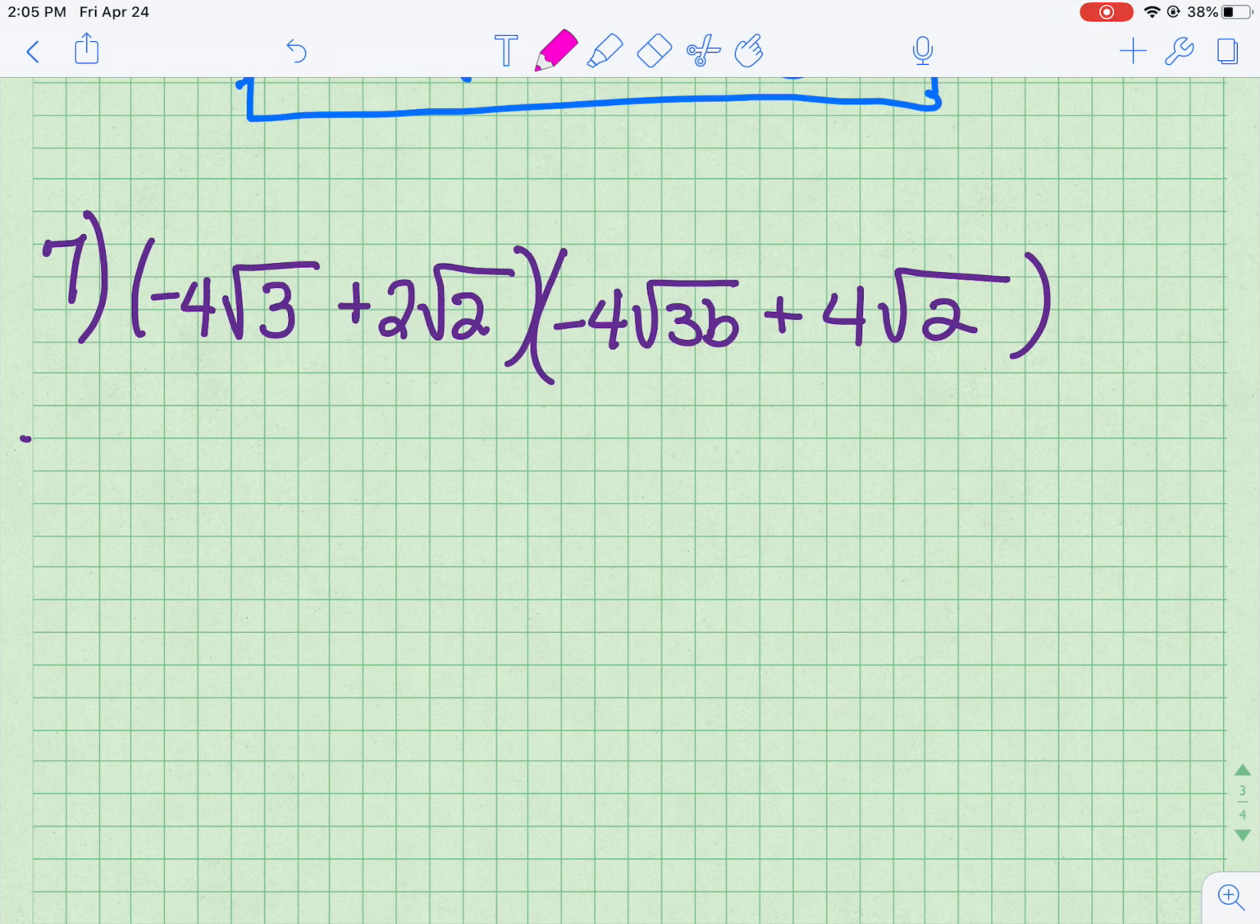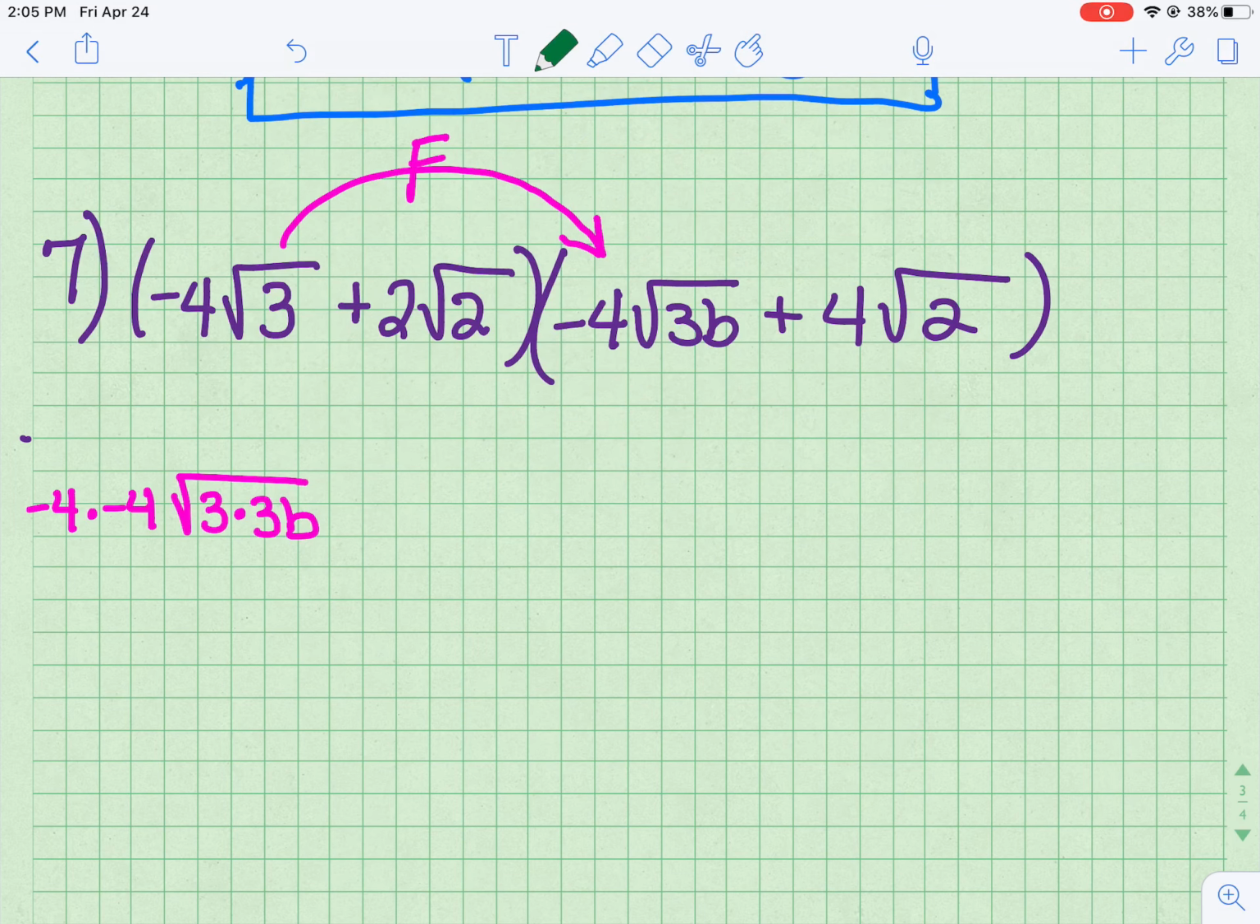So let me write correctly. I'm going to do a bunch of steps. You can combine some steps. Okay, so the first times the first. That will be -4 times -4 on the outside. On the inside we have a 3, and then we have a 3b. So far we okay? Yeah.